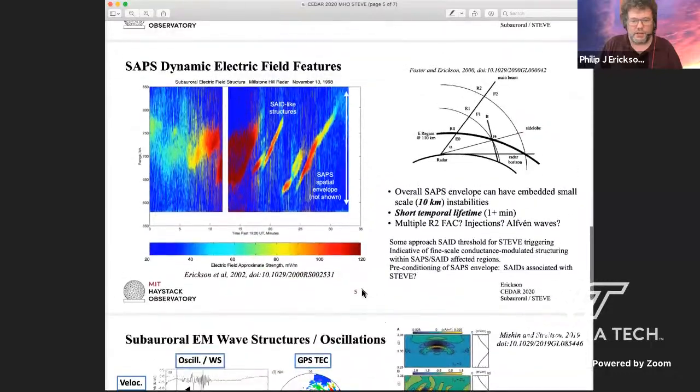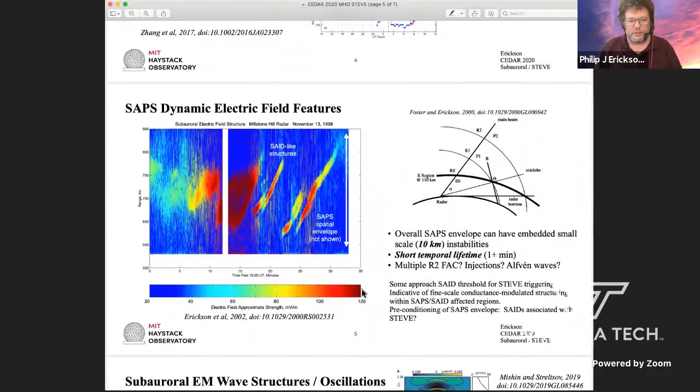Finally, I want to mention a couple of other brief things. This is a really dynamic region, especially with the conductivity and fairly intense electric fields. From Millstone Hill, we saw that the overall SAPS envelope can have embedded small-scale instabilities, sometimes as small as 10 kilometers or smaller, with a short temporal lifetime of 1 minute. And the point is that all of that fine-scale structure can occur within that broader SAPS envelope.